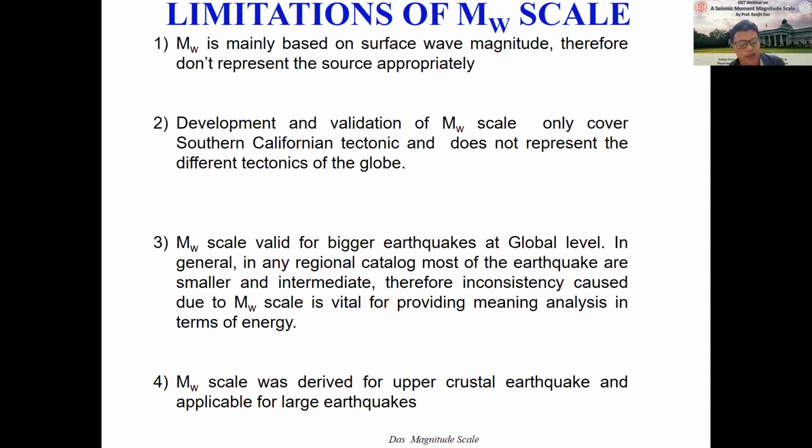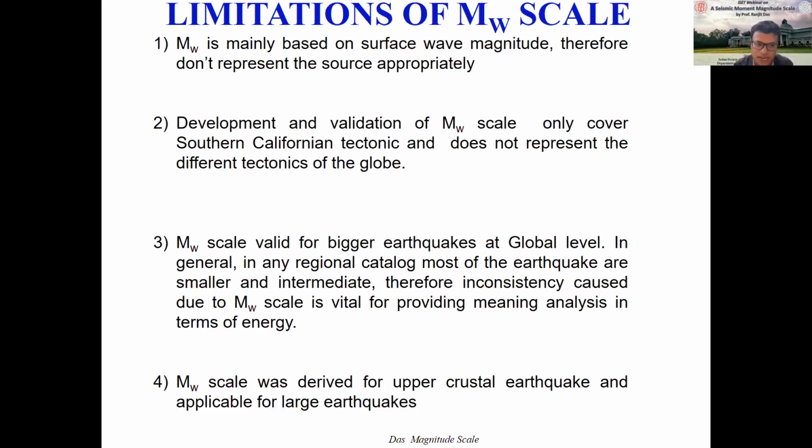Because if we change from place to place, the tectonics are different, so we will get different equations. The MW scale is valid for bigger earthquakes at global level, greater than 7.5; it is valid for most of the world's earthquakes. In general, in any regional catalog, most of the earthquakes are smaller and intermediate. So inconsistency is definitely caused by the MW scale, because the MW scale is valid for bigger earthquakes.